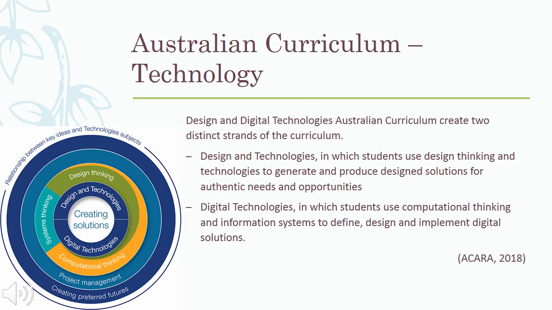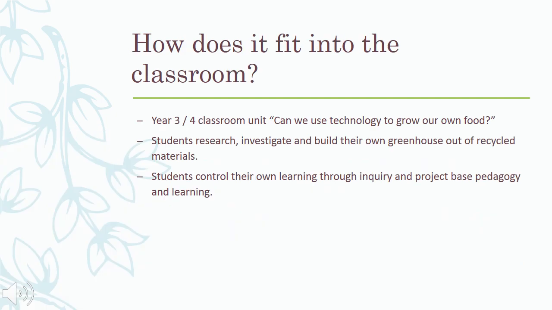The Australian curriculum technology is divided into two very distinct strands of the curriculum. Design and technologies, in which students use design thinking and technologies to generate and produce design solutions for authentic needs and opportunities, and the digital technology strand, in which students use computational thinking and information systems to define, design, and implement digital solutions. So how does this fit into the classroom?